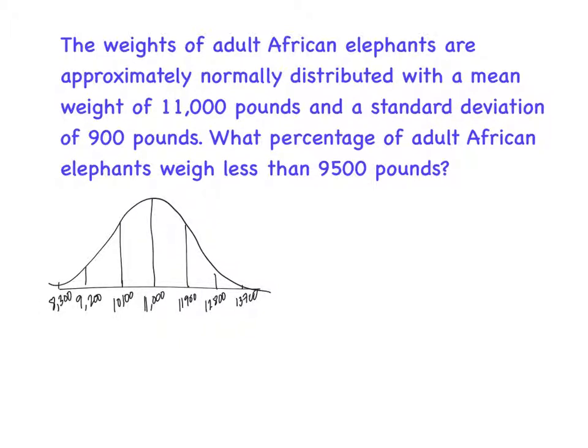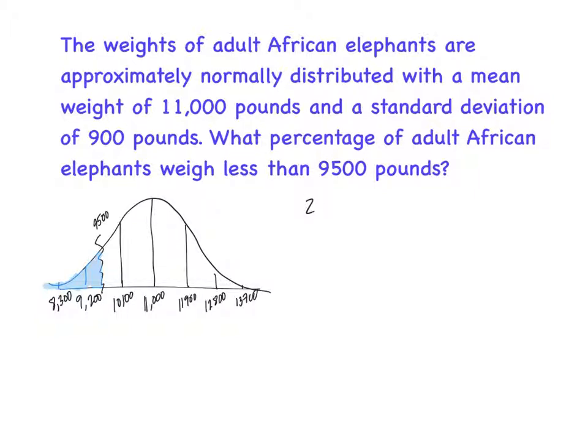Okay. So what percentage of adult African elephants weigh less than 9,500 pounds? So 9,500 is going to be somewhere around here. And we want to know what percentage weigh less, so we're looking at everything under this part of the curve out to negative infinity. We can estimate this based on the 68, 95, and 99.7 rule that we talked about in 9-3, or we can find a more precise estimate by doing the z-score.